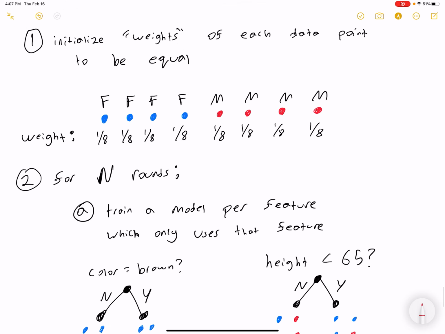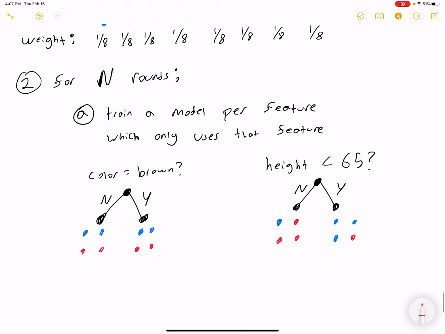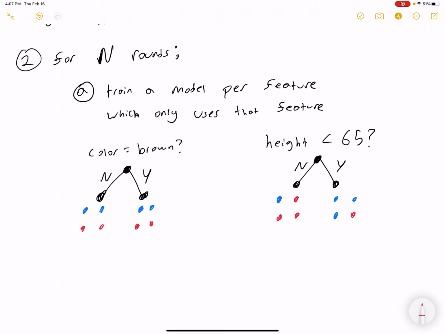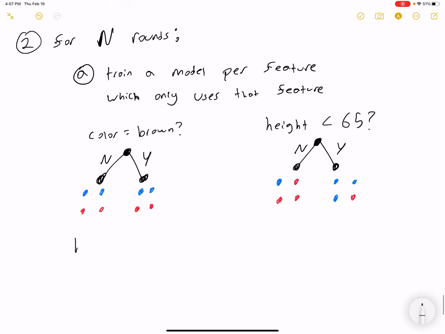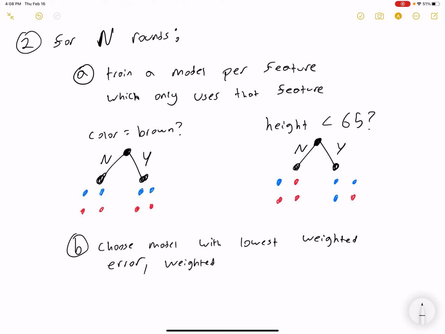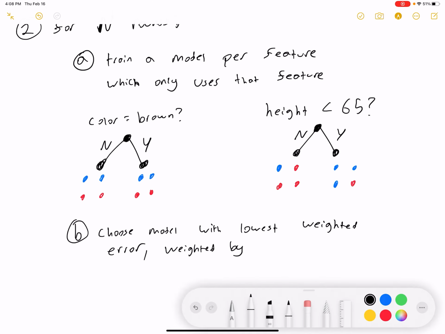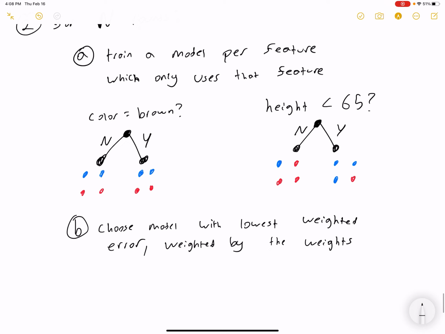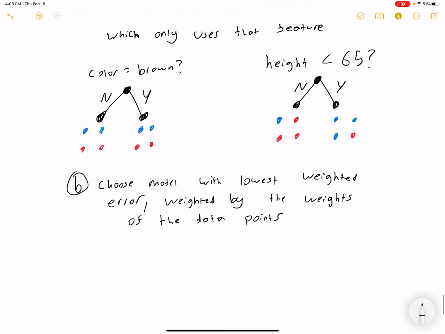And what I drew up here on the top for step one is the true class. And in the bottom, I drew how they're predicted, but the colors are still the true class. So what we can do is choose the model with the lowest weighted error, weighted by the weights of the data points. So in this case, we'd select height less than 65.